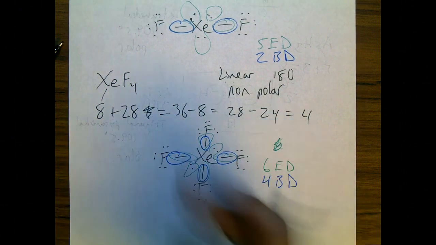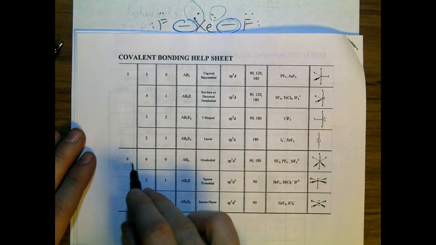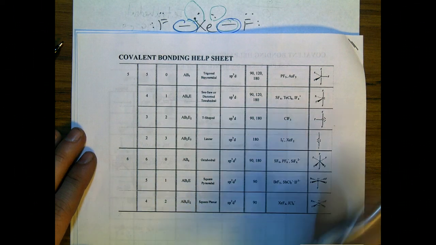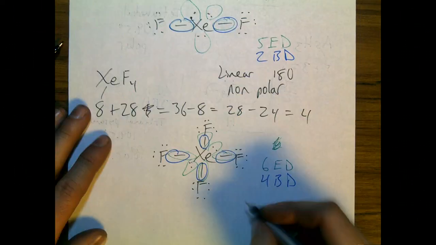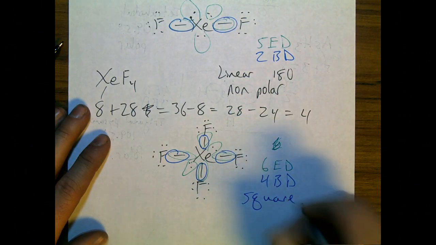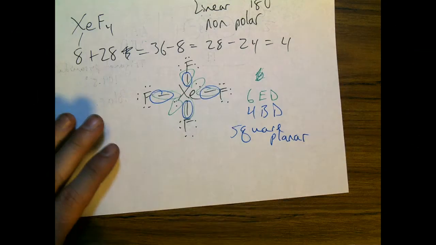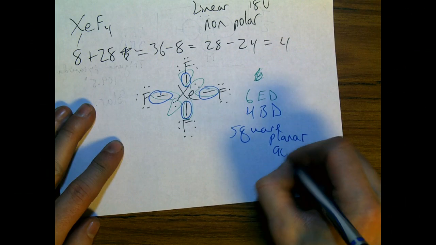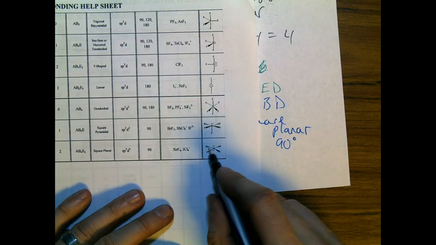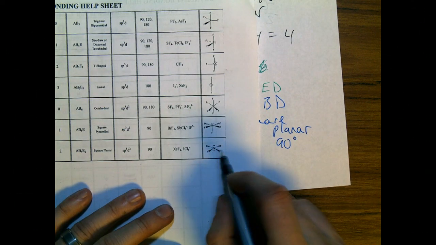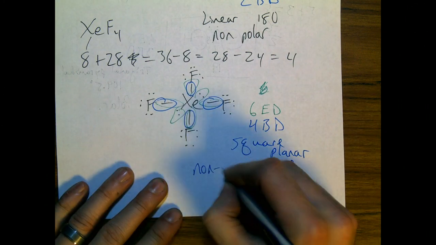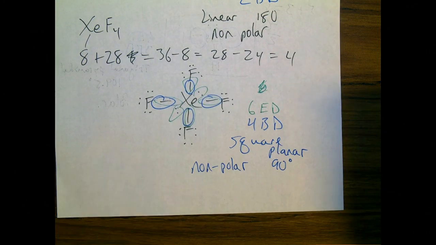Look at your chart. 6 electron domains, 4 bonding domains. You have a molecule that is called square planar. Now a square planar molecule has angles of 90 degrees if you look at your chart, and actually it looks a lot like this. In fact, I believe that's our example molecule right there. They all pull on each other evenly. You have some symmetry. It is a non-polar molecule. If you have any other questions, please see me for tutoring.